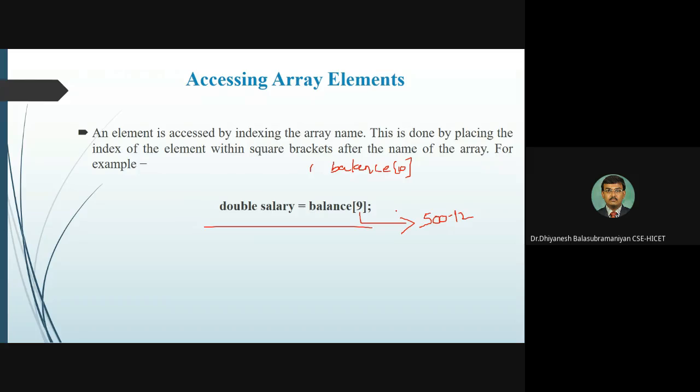Already we saw this: it is a group of elements placed under a single name, and we can also access the individual element from the array. Each and every index value is treated as an individual variable. So this is one way. Balance of 9, I'm going to save in salary. Before declaring it this way, you need to know the data type of balance. The data type of balance is double. The same data type we need to use here.